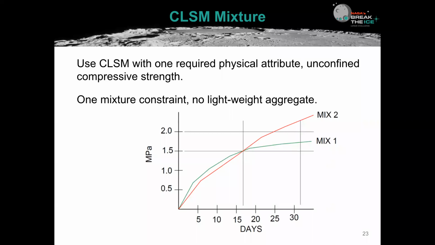Down at the bottom, it shows a picture of strength gain versus time. All concrete mixtures go through a chemical reaction and they gain strength over time as the reaction goes forward. So you're going to have to do some trial mixes of your CLSM to see how it gains strength so that you'll predict when you're going to start your test. You can't start testing until you've tested some of your mixture and shown it to have an unconfined compressive strength of at least 1.5 MPa.